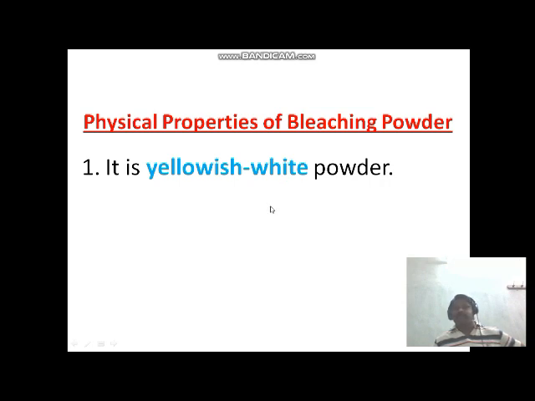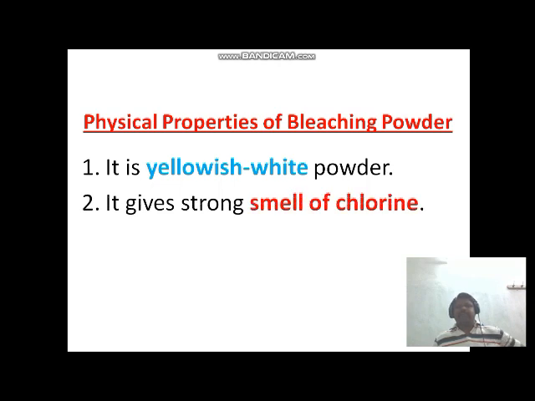Bleaching powder is a yellowish white powder. If you see bleaching powder, most probably it looks white, but originally the bleaching powder which comes from that Hescherson plant looks yellowish white, and it gives a strong smell of chlorine.